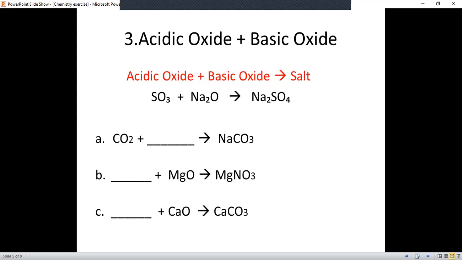Acidic oxide, which is carbon dioxide in this case, plus something else will give us sodium carbonate. The B says something plus magnesium oxide will give magnesium nitrate. So we have to think about which is the acidic oxide that reacts with magnesium oxide and give magnesium nitrate. In the other example, you have another acidic oxide that reacts with basic oxide, which is calcium oxide, giving calcium carbonate. Okay, pretty easy. We have done thousands of examples like this, okay?